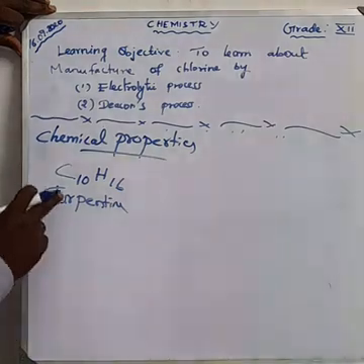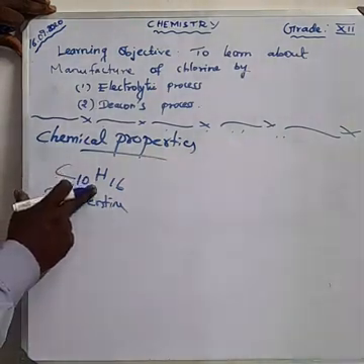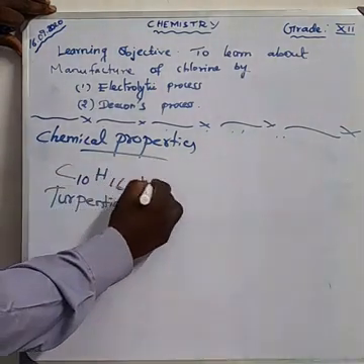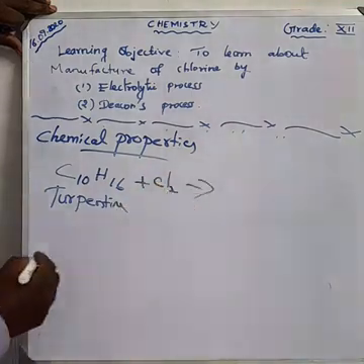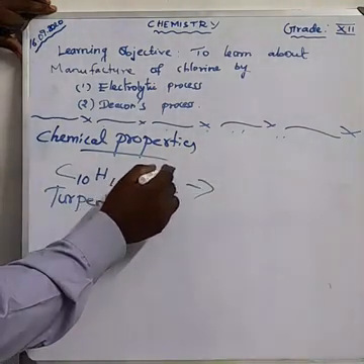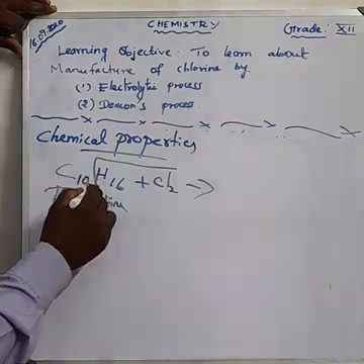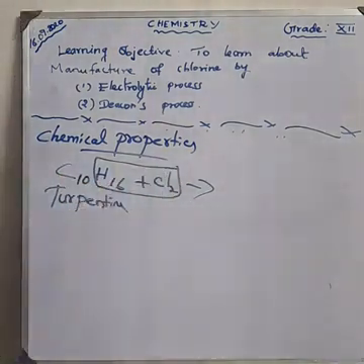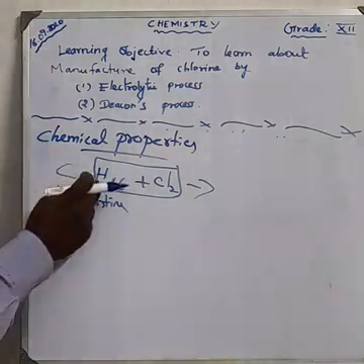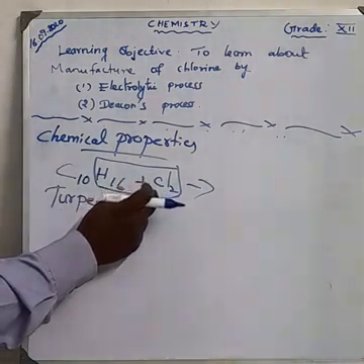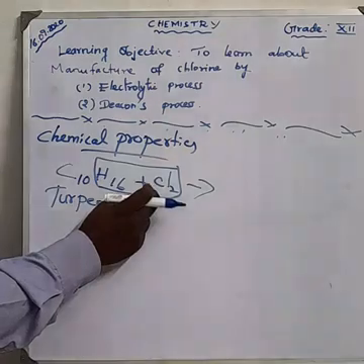Okay, turpentine, formula C10H16, reacts with chlorine. Chlorine has a very high affinity for hydrogen, so it is easily attacked by hydrogen, because hydrogen is an electropositive element and chlorine is an electronegative element. Am I right? Chlorine is an electronegative element.